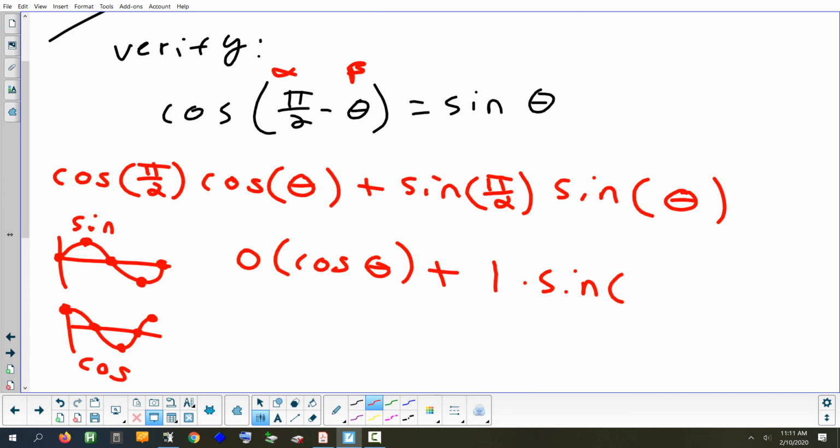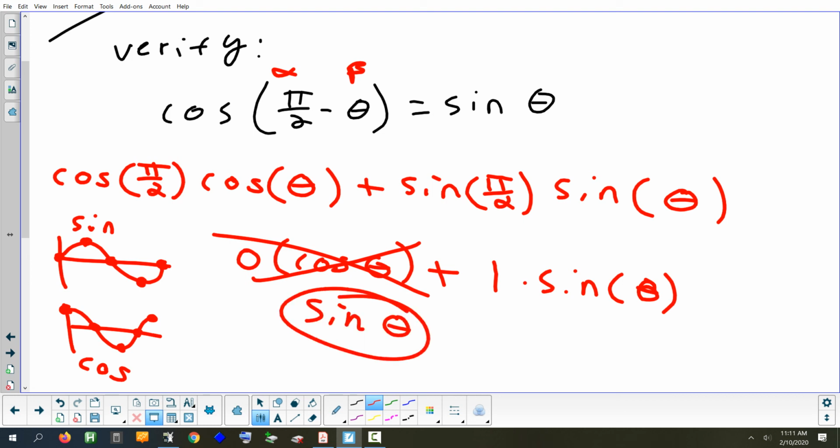Let's do it like this. 0 times anything, what happens there? So that whole part cancels out, and now you're left with 1 times sine, which is what? Sine. That's exactly what you wanted. So by using the cosine difference formula on the left, we turned it into what was on the right.